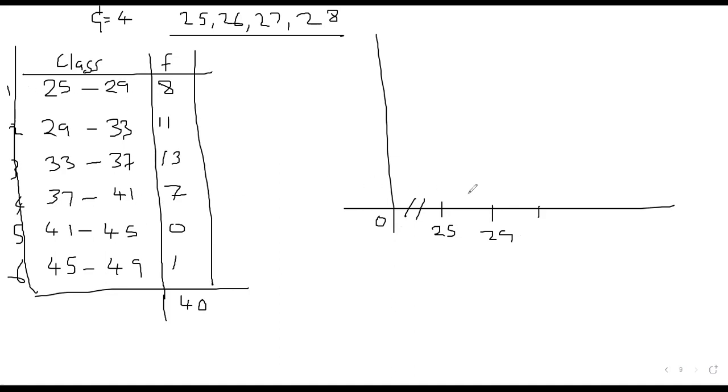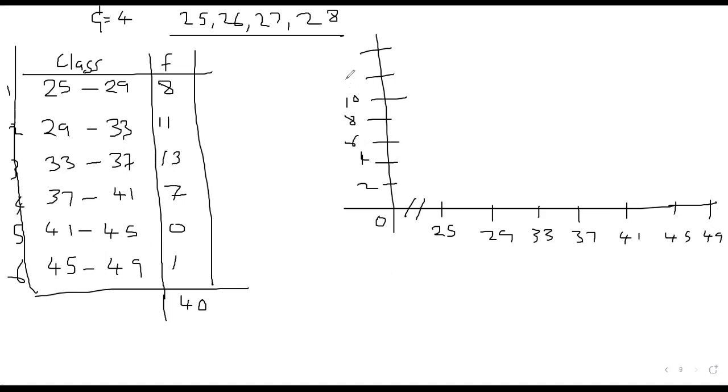Just consider the pattern. 33, 37, 41, 45, and 49. So here, you can use your own scale. Just identify the highest number here. It is 12. So you can use 2, 4, 6, 8, 10, 12, 14. 2, 4, 6, 8, 10, 12, and what? 14. So here, this one will go to 8, 8 is somewhere there.